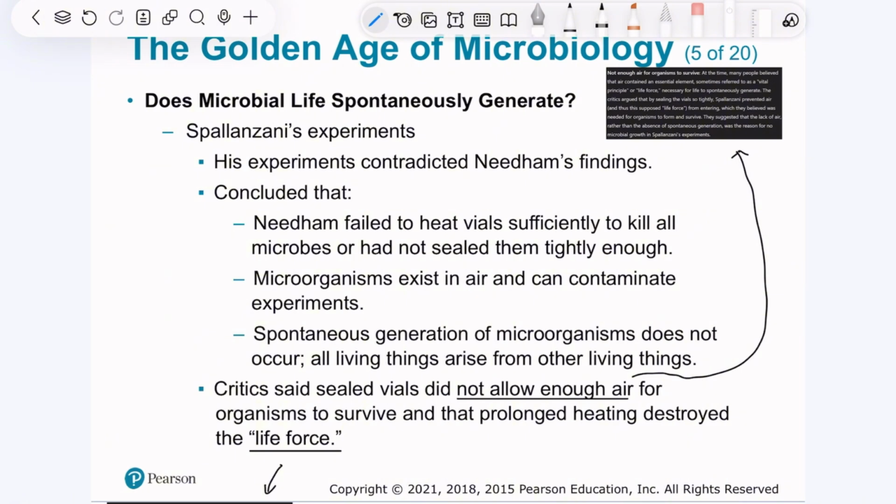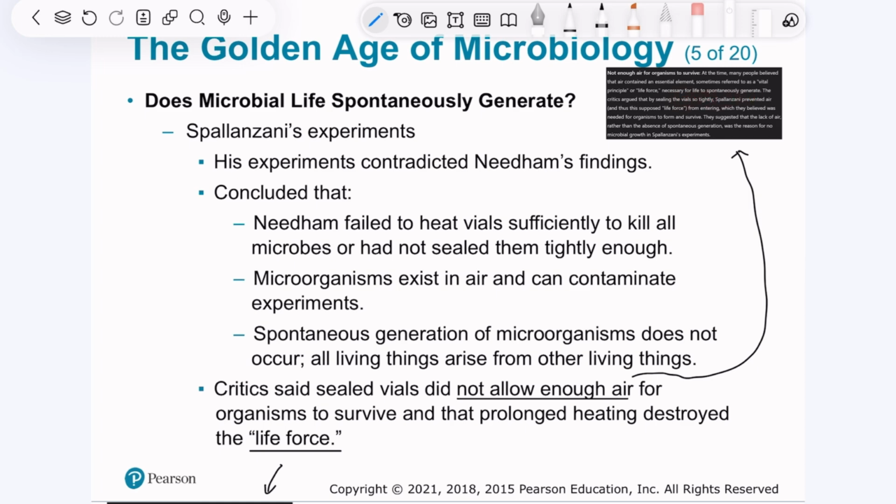However, critics said that sealed vials did not allow enough air for organisms to survive and that prolonged heating destroyed the life force. So when critics say that sealed vials did not allow enough air for organisms to survive, it is because at the time, many people believed that air contained an essential element, sometimes referred to as the life force, which is necessary for life to spontaneously generate.